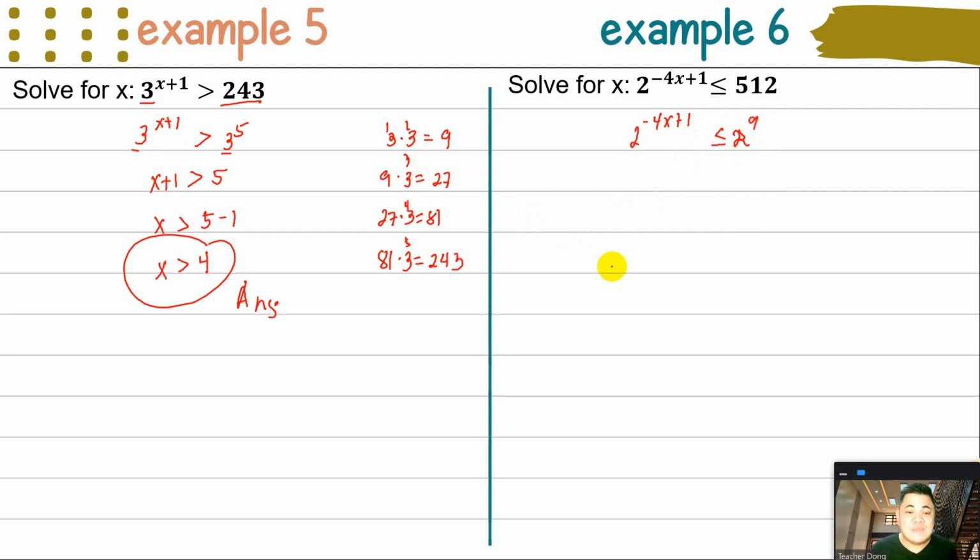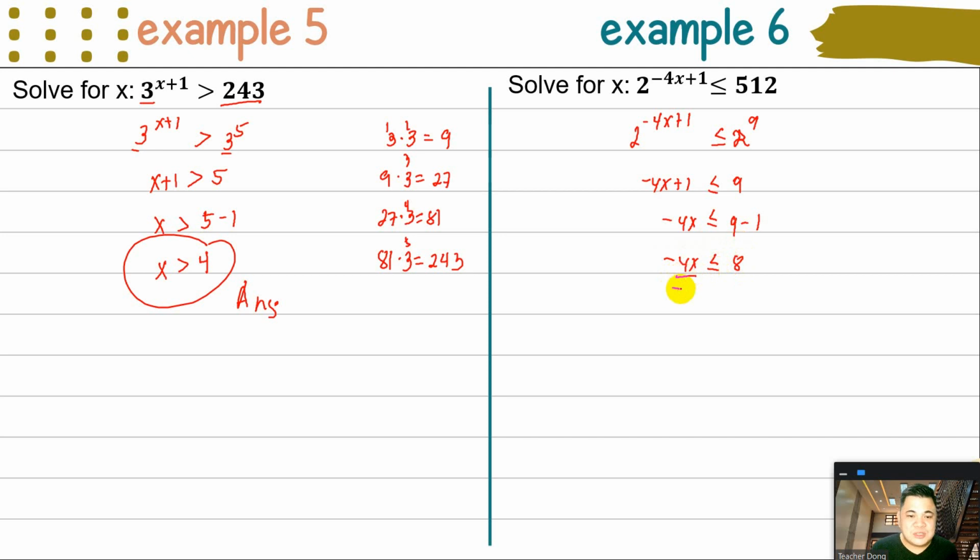So we have now similar bases. All we need to do is to equate. So negative 4x plus 1, at least 9. Then, of course, we can now transpose 1. It will become negative 1. And then negative 4x, at least 9 minus 1 is 8.